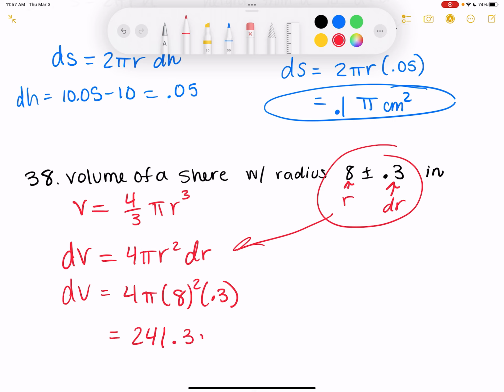241.27. Okay. Inches cubed, because it says it wants us to go to the nearest tenth, because that's the precision used for tolerance in this. Come on, there we go.